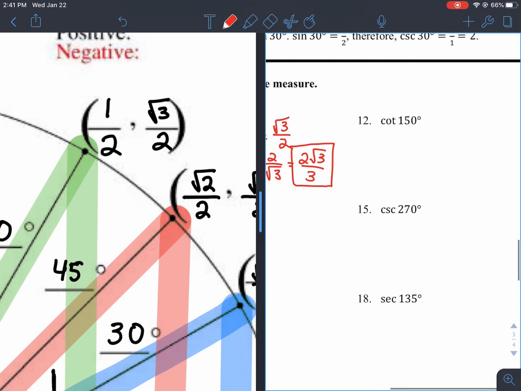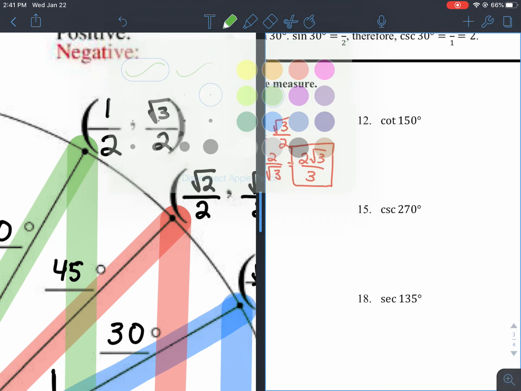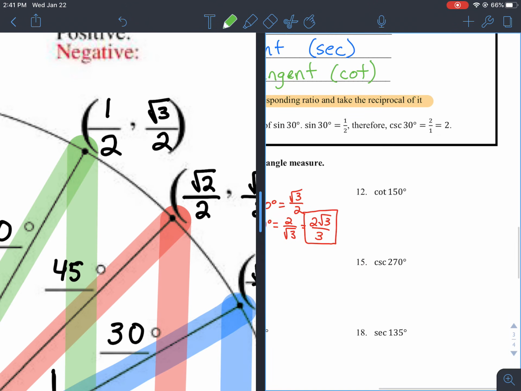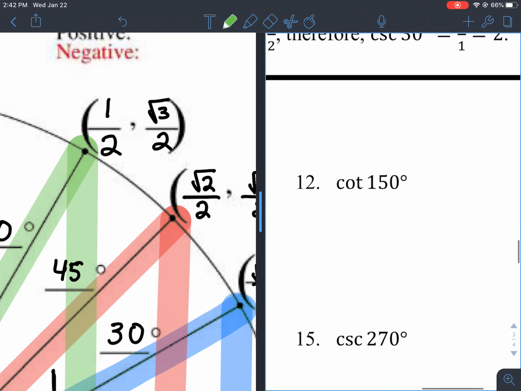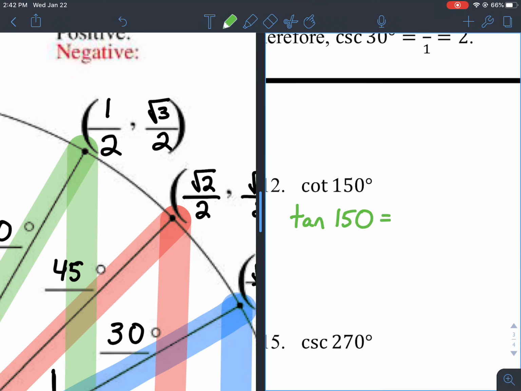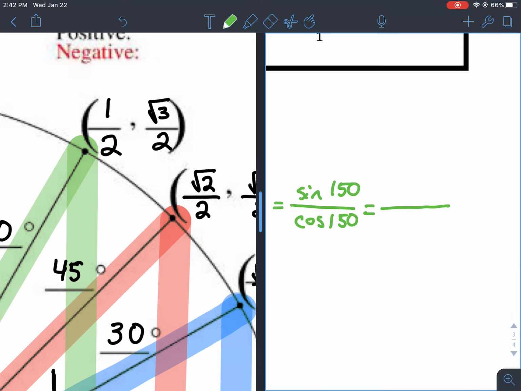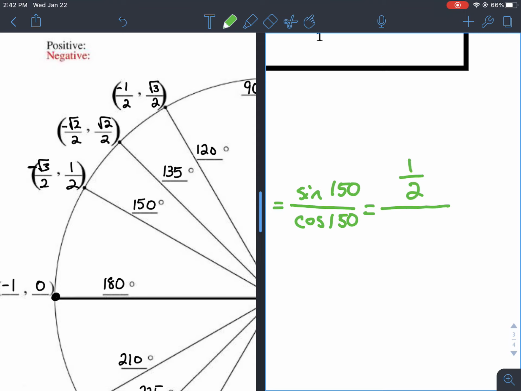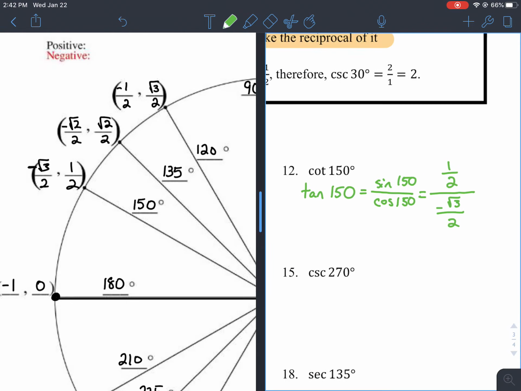Okay. Now, take a look at a cotangent example. Cotangent obviously goes with tangent. So instead of finding the cotangent of 150, we're going to find the tangent of 150. This is the one that requires the most work because we have to split this up. The tangent of 150 is the sine of 150 over the cosine of 150. So that comes out to be, at 150, the sine is 1/2. The cosine is negative root 3 over 2.